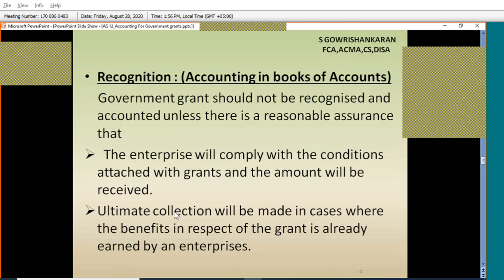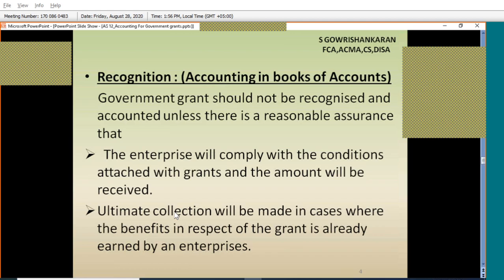So you have to ensure, first, that you satisfy the condition. Next, you have to ensure the collection, the certainty of the amount to be collected. Okay. So first is government grants, meaning. Second is recognition, when to recognize. The third question you can ask me is how to recognize.